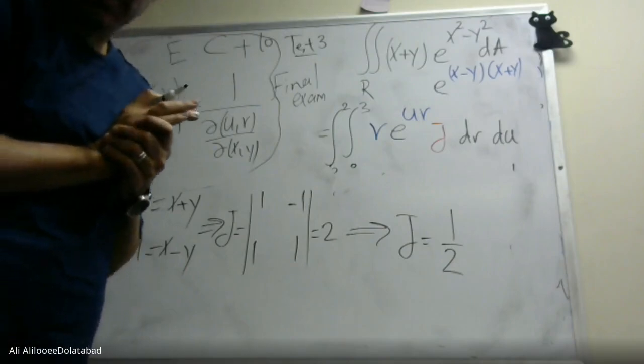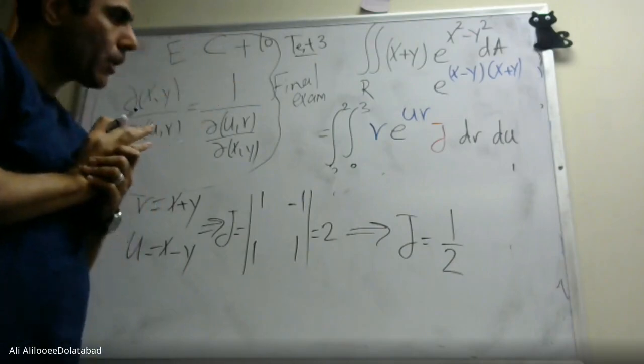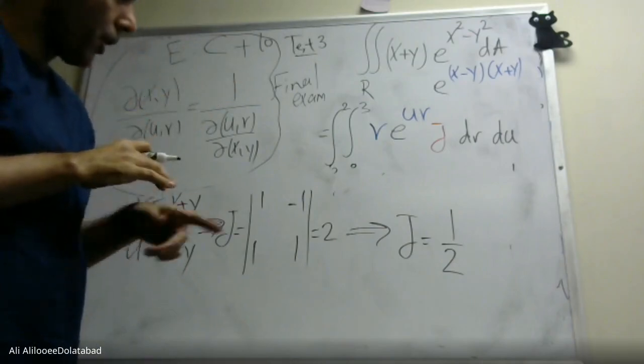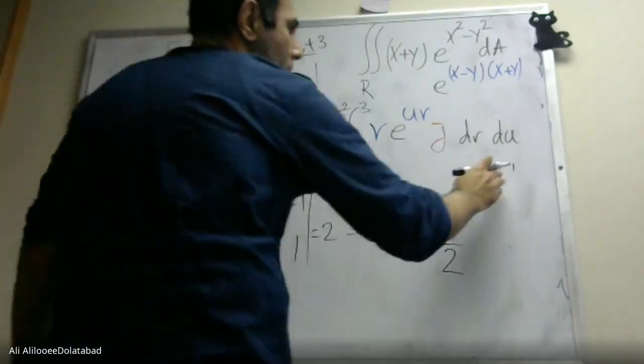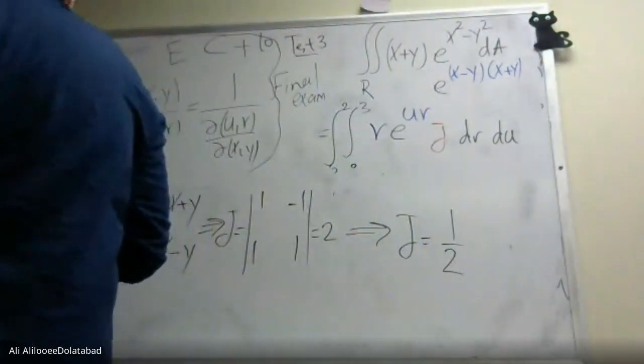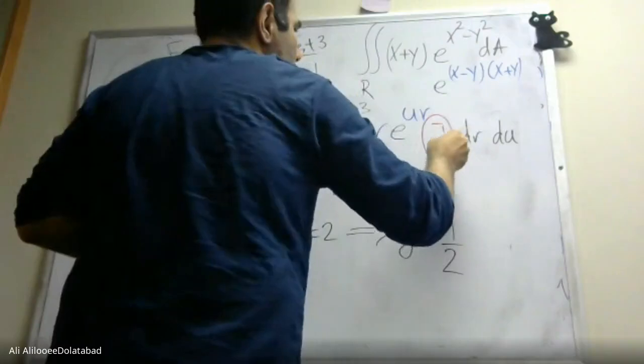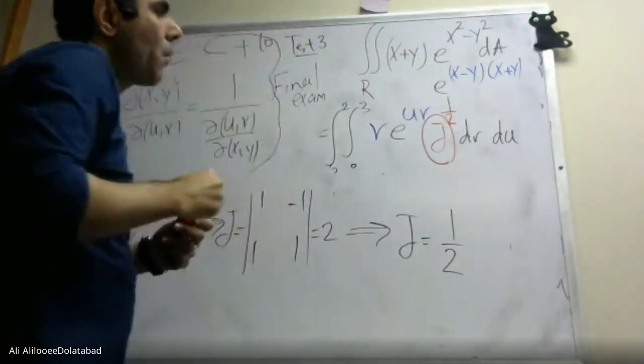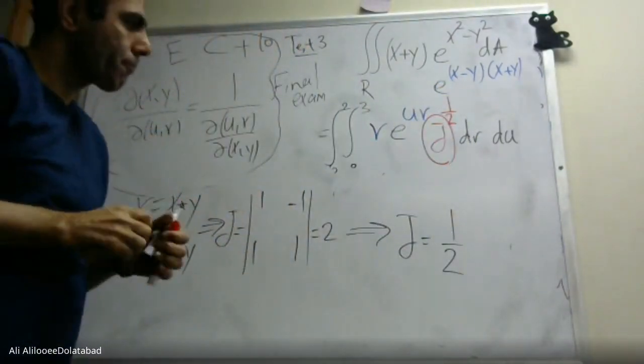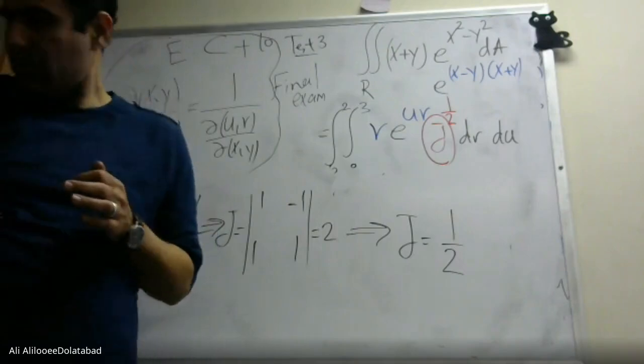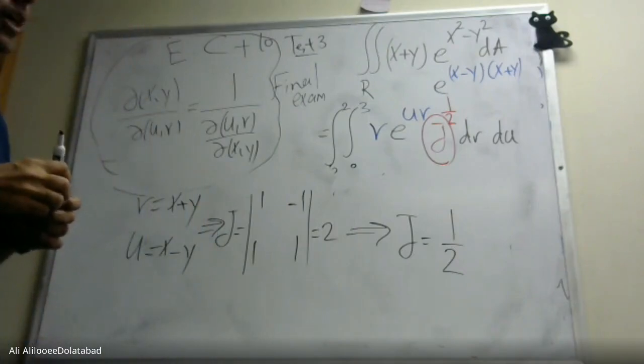Any question? Any comment? Anything? Then the Jacobian is 1/2. Then we can plug in 1/2 here. This is 1/2.